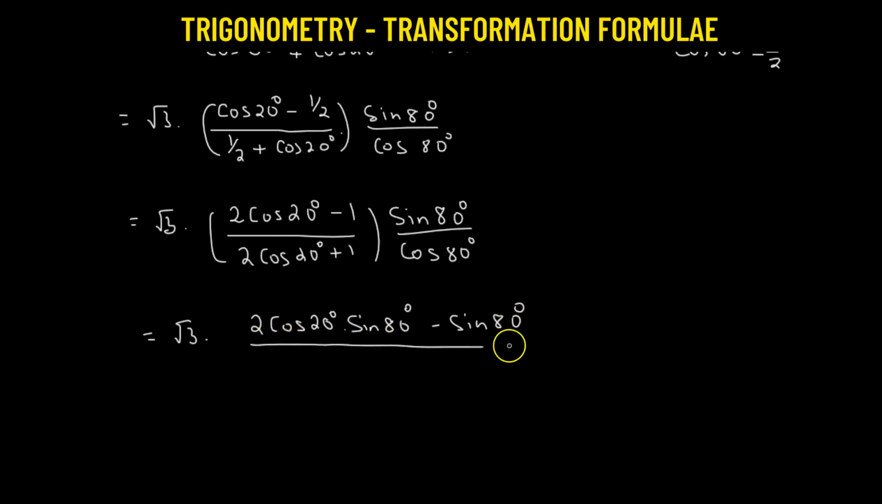Whole divided by 2 times cosine of 20 degrees times cosine of 80 degrees plus cosine of 80 degrees. Now what we see here is we get another transformation formula. We have 2 times cosine 20 times sine 80. That means we have the product of two trig functions. One is cosine, another one is sine, and in the denominator, the first term, there's a product of two cosine functions. So here also we can apply the transformation formula.